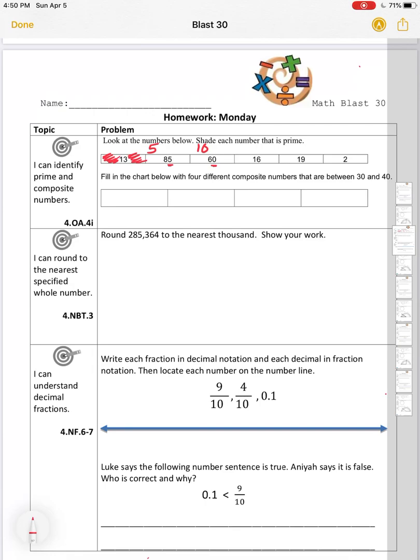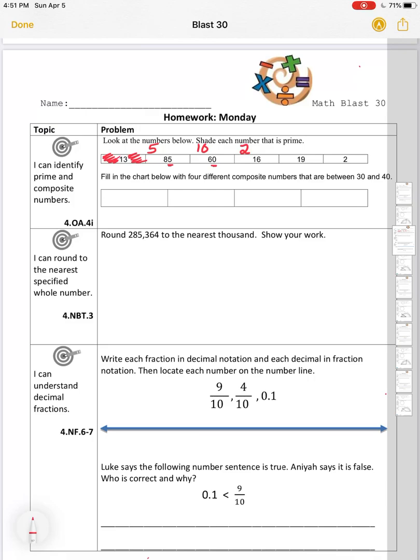16. 1 times 16 gives me 16. Because 16 is an even number, I know that 2 is also a factor for 16. So I'm going to note that as one more example of a factor, giving 16 more than 2 factors, which means it's a composite number.